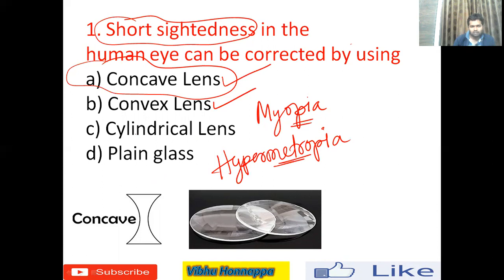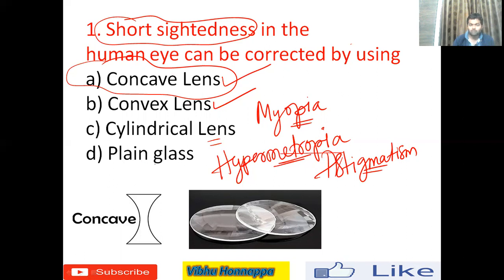And the third one is cylindrical lens. These kinds of lenses are used for another common eye defect, astigmatism, where the person loses the power of accommodation of the eye, where the light cannot converge or diverge properly. This situation is called astigmatism, and it can be corrected by using cylindrical lenses.